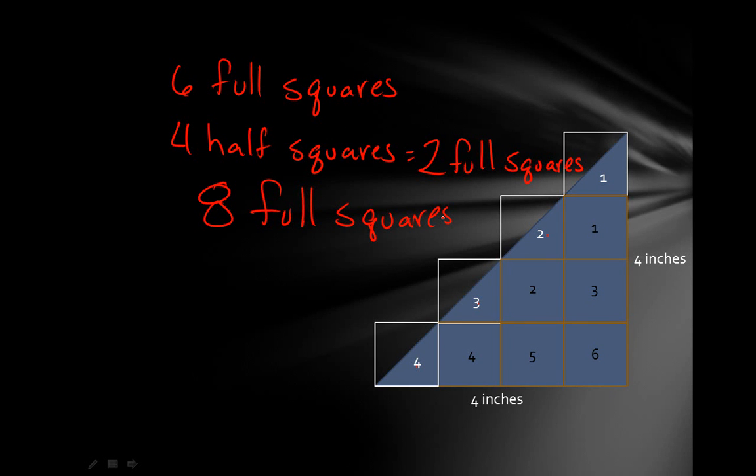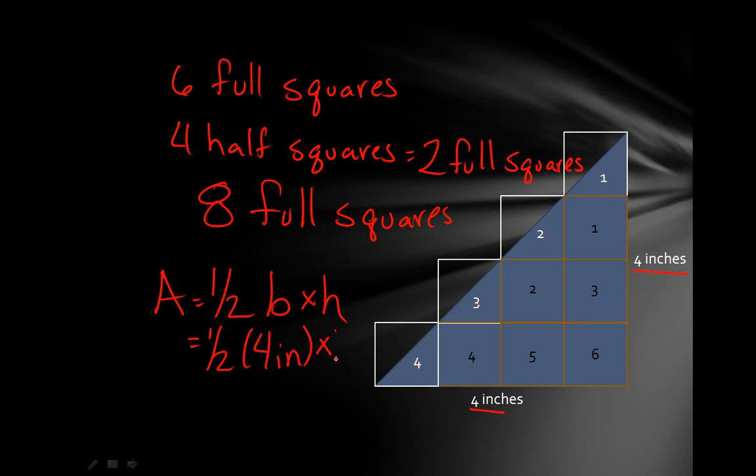Now let's use the equation to see how that works. We say the area is equal to 1/2 base times height. Our base is 4 inches and our height is 4 inches. So we're going to put 1/2 times 4 inches times 4 inches.